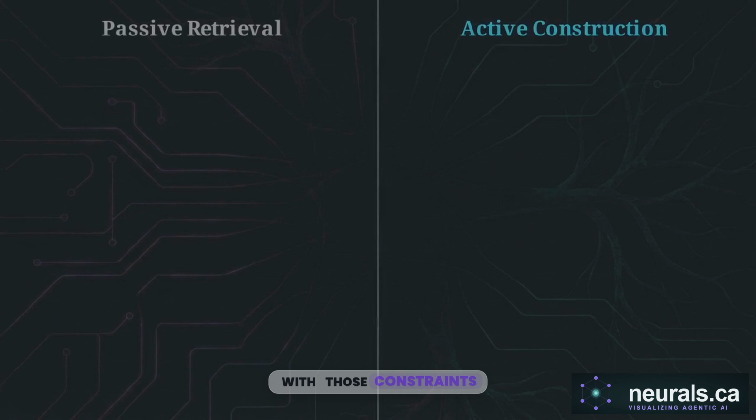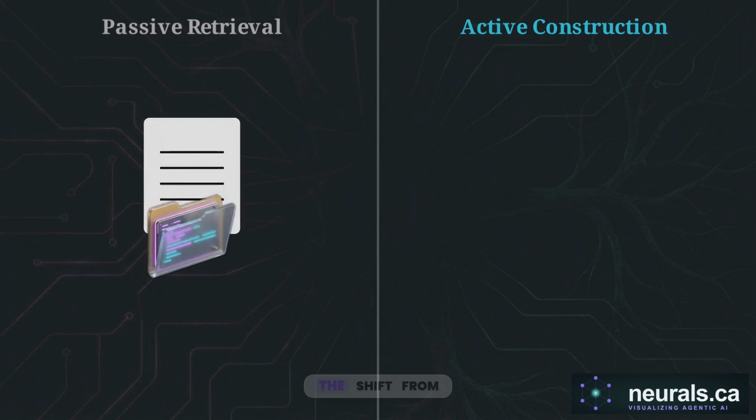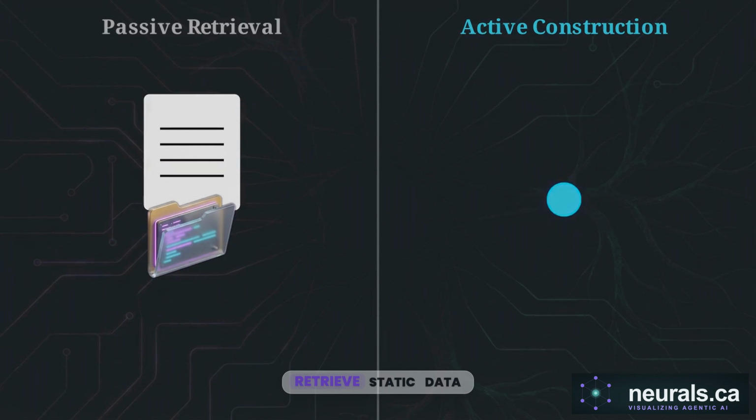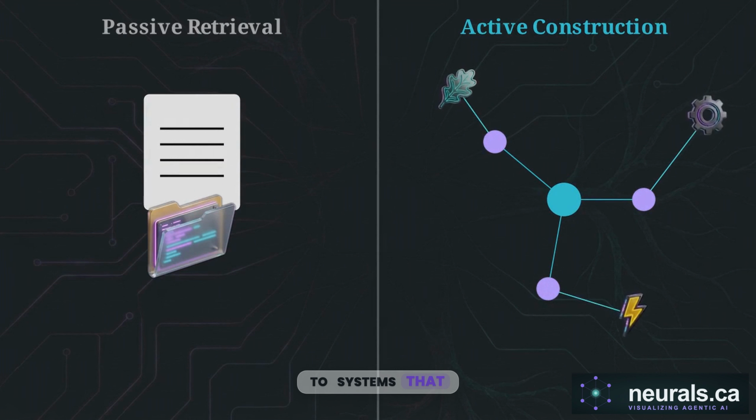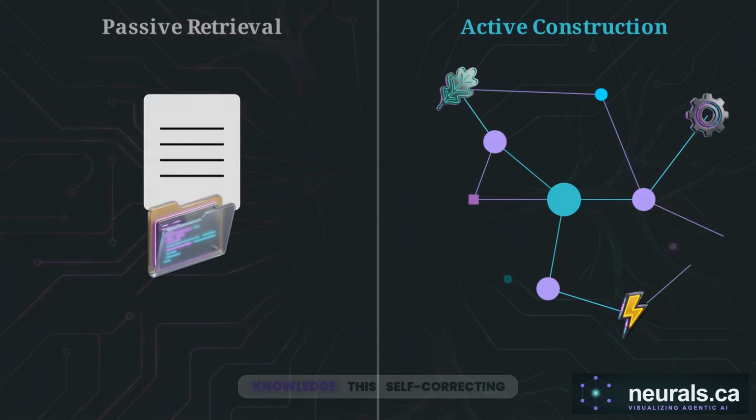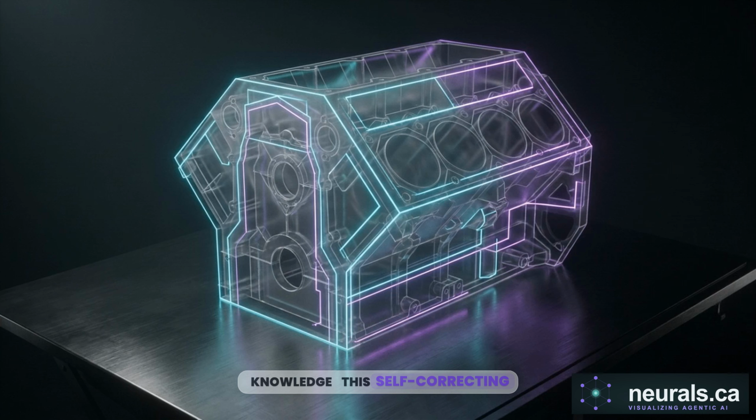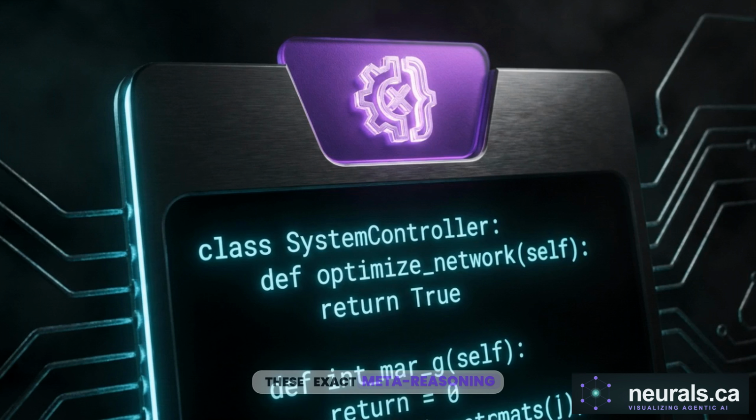Even with those constraints, Agent 12 represents the shift from systems that merely retrieve static data to systems that actively construct new knowledge. This self-correcting cognitive engine lays the groundwork for what comes next. In our next episode, we apply these exact meta-reasoning mechanics directly to the task of writing production software with Agent 13.